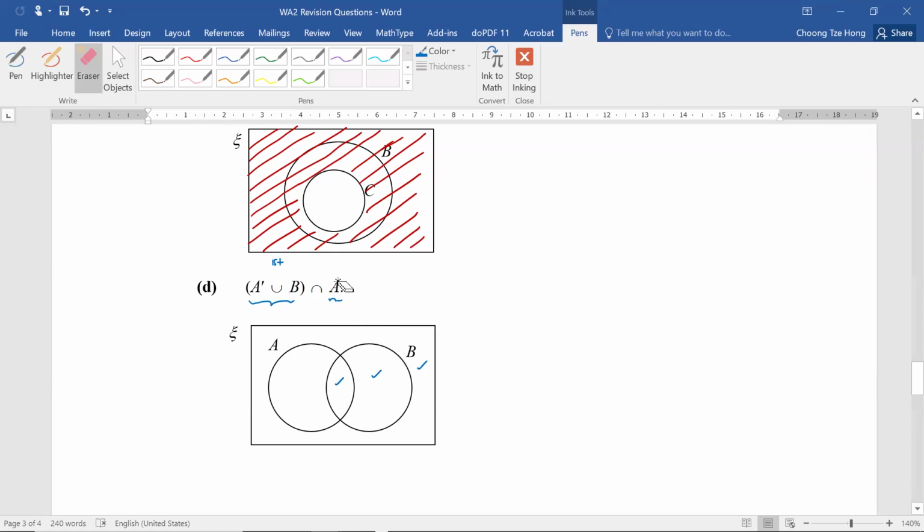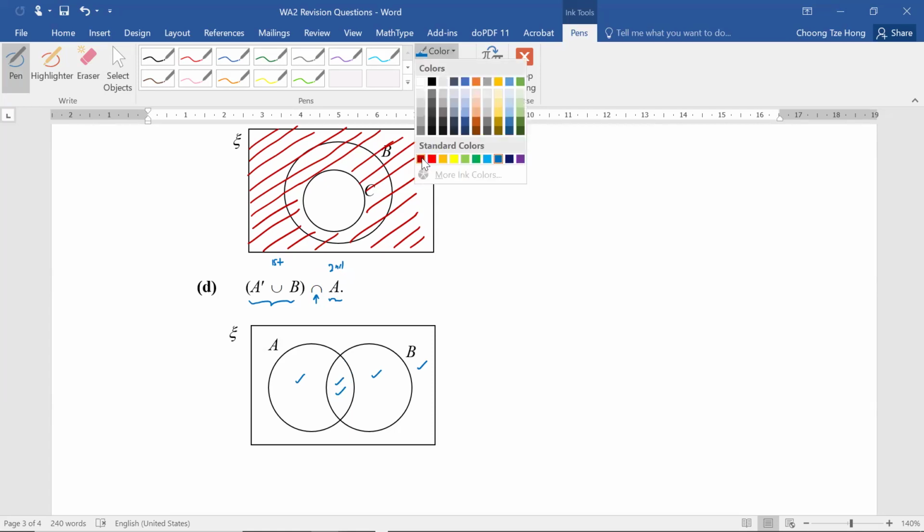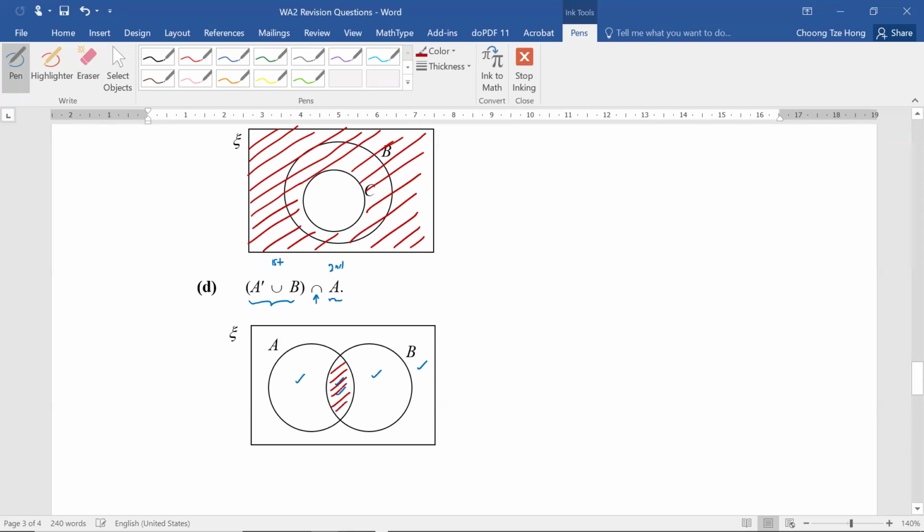Then now I'm going to do A over here, the second part. So A is going to be here and here. And you look at the symbol here, it's an intersection. So if it's an intersection, then I want those parts whereby there are only two ticks. Remember, for intersection, we want the parts with two ticks. So in other words, we are just going to shade over here. All right, so this is how you deal with questions like this.